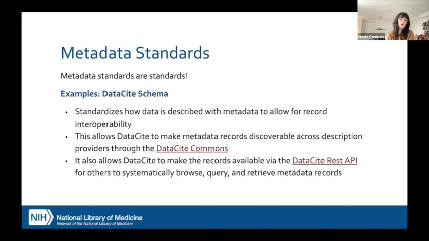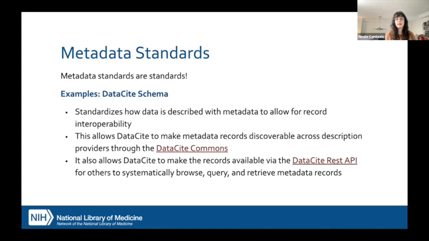Metadata standards. So many of us are probably familiar with metadata standards. Those are data standards. So if you've worked with metadata standards before, you can already consider yourself somebody who has a foot in the pool of data standards. So our example here is the DataCite schema. Now it standardizes how data is described with metadata, and it allows for record interoperability. So DataCite has a service called DataCite Commons, where they make metadata records discoverable across many description providers. And this is possible because all of those providers use DataCite. And again, we're talking here about aggregation and interoperability.